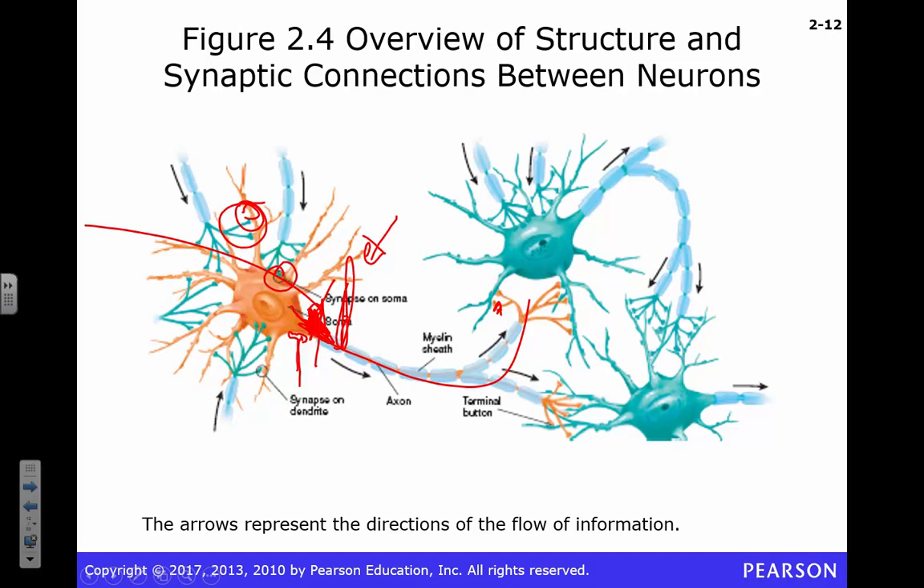So there you go. Inhibitory synapses are great. They can shut things down before they happen, right? So you might want to put one of those there.